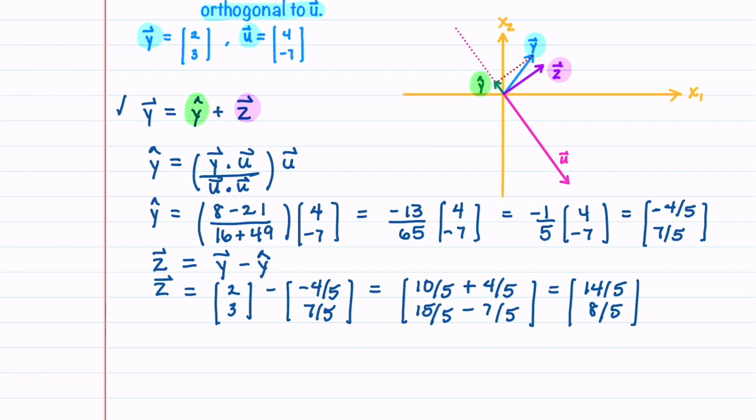We can write our vector y as the sum of a vector in the span of u, and that's our y hat, which is minus 4/5, 7/5, plus a vector orthogonal to u, which is our vector z, and that's 14 over 5, and then 8 over 5. I always tell students that the key to this problem is knowing this formula.